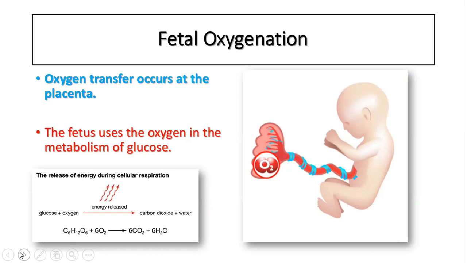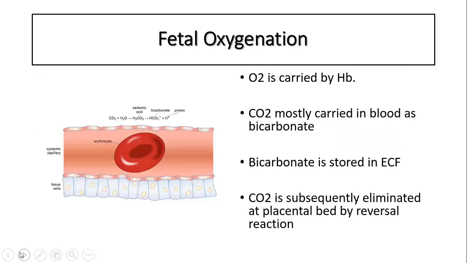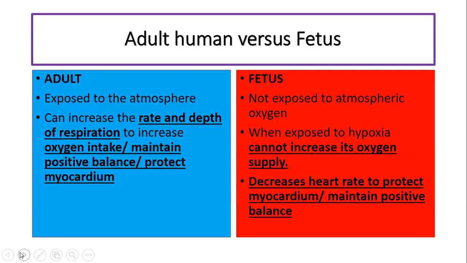Oxygen transfer occurs across the placenta, and the baby metabolizes this to produce water and carbon dioxide. Oxygen is carried by hemoglobin, and the bicarbonate that is produced is dissolved as bicarbonate in solution and blown off through a reversal reaction in the lungs as CO2. So these are all fundamental physiology.